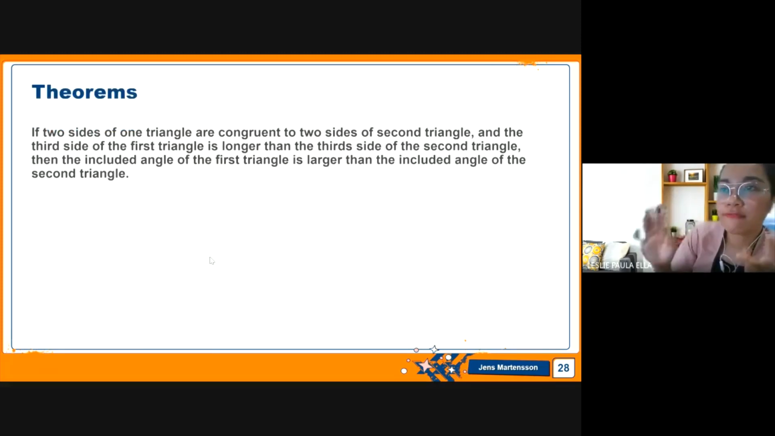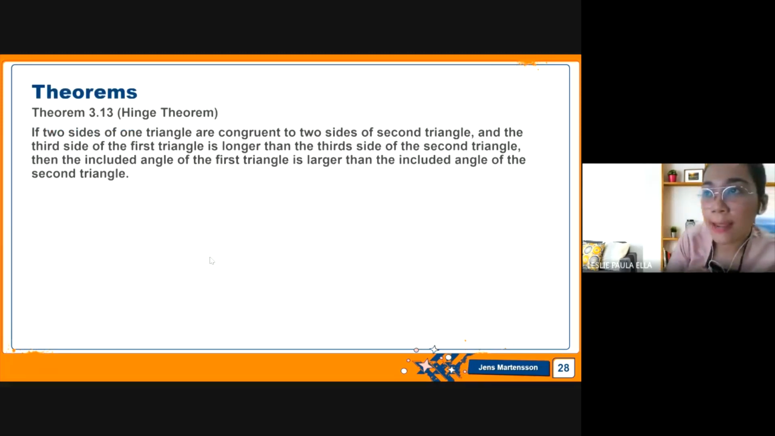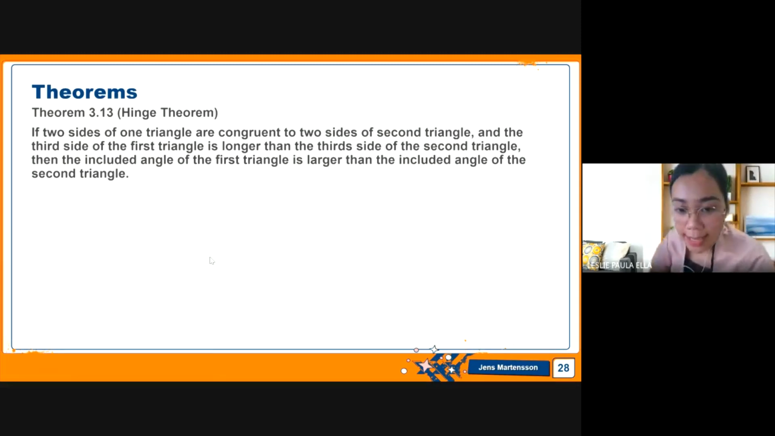Our last theorem, theorem 3.13, is included in your book, and I believe Sir Neil has sent it to you for our final activity. What you're going to do is to prove the Hinge Theorem. Do you have any questions or clarifications? You can turn on your microphone, or you can type your questions.